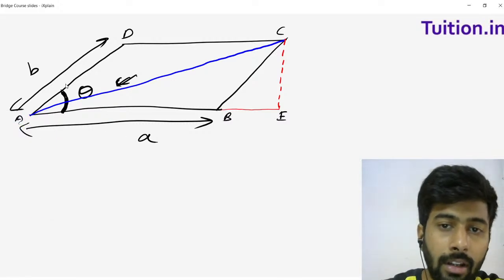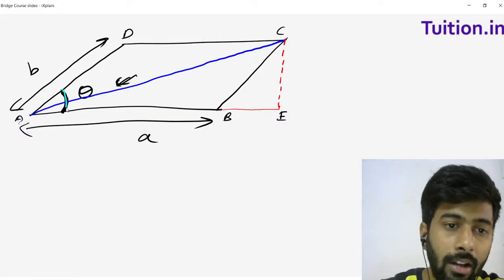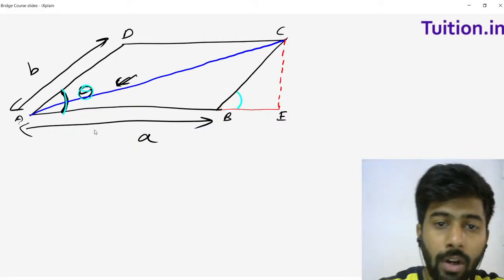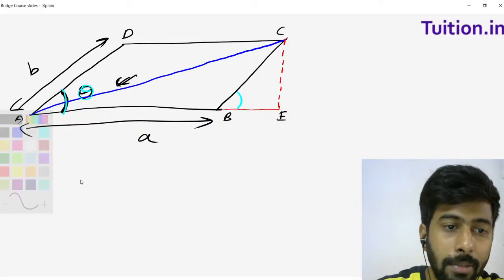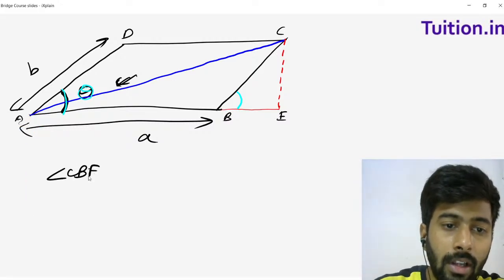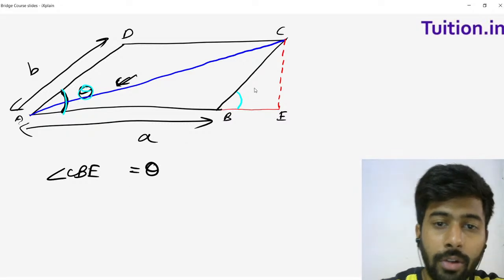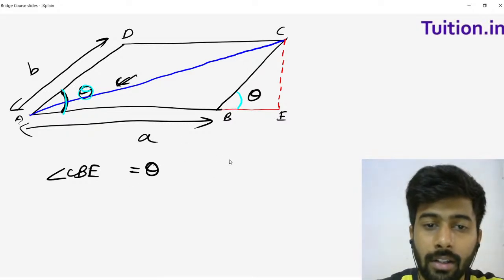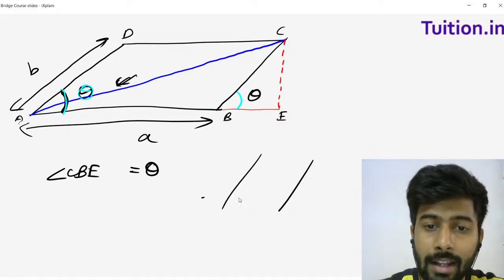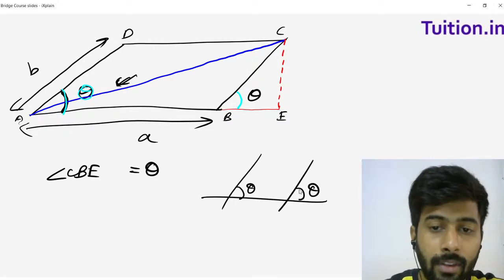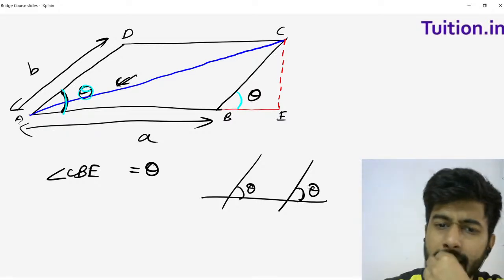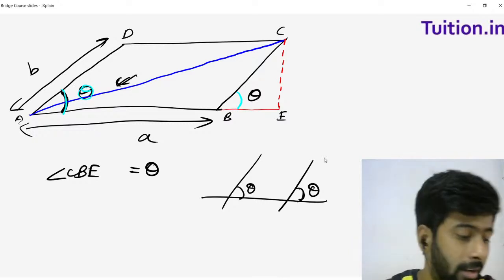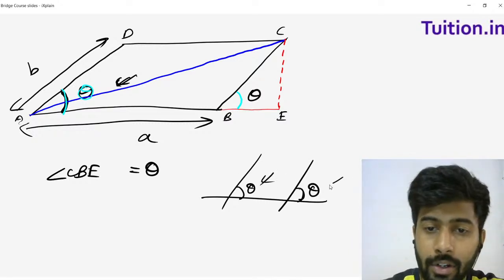So can you guys tell me, if this is theta, then what is this angle going to be? What is angle CBE going to be? Angle CBE is also going to be theta only, correct? Because if you have two parallel lines, and if this angle is theta, then this angle is also going to be theta, no? What are these called? I forgot. These are called as, I don't know. I don't remember the term, but I hope you can verify this for yourself.